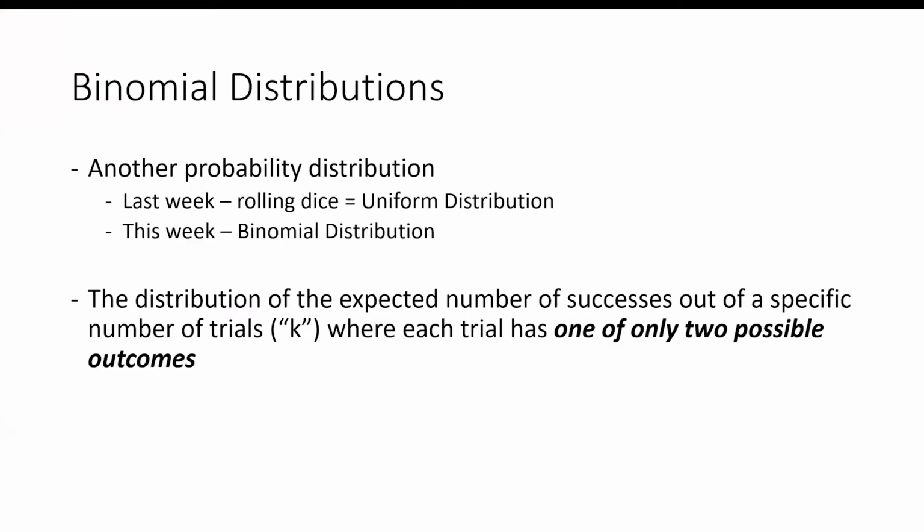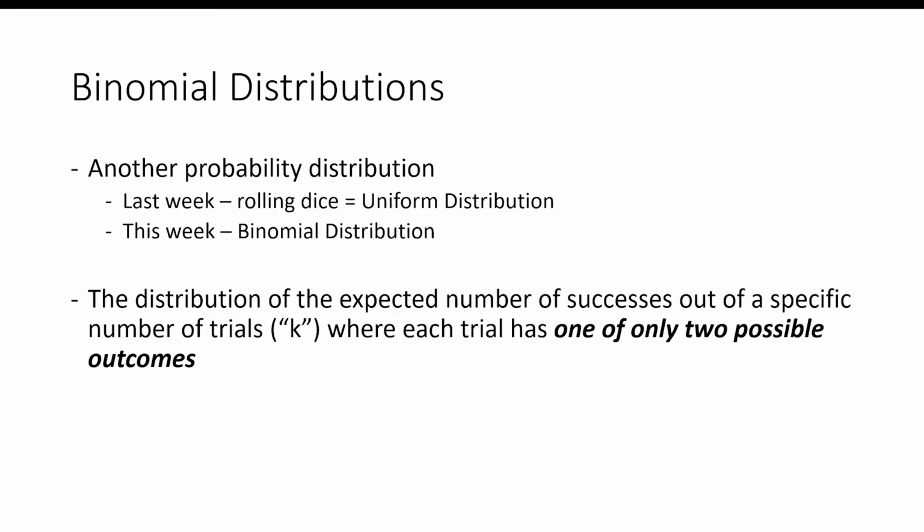So this week we're doing binomial and Poisson distribution, but first we'll start with binomial. This is another probability distribution. Last week we were talking about rolling a die, which would be a uniform distribution. We have a uniform chance of any one number appearing, 1/6 if we're doing a 6-sided die. A binomial distribution is a little bit different, and it's essentially a discrete version of a normal distribution.